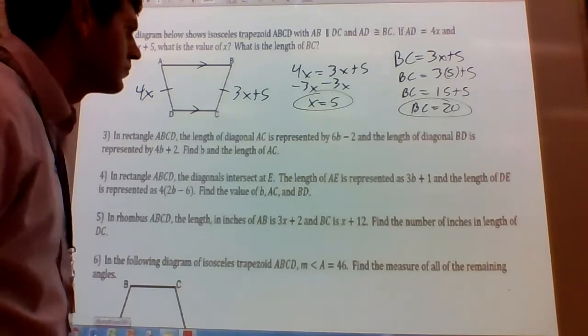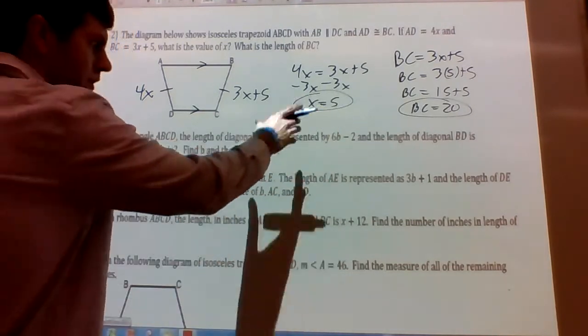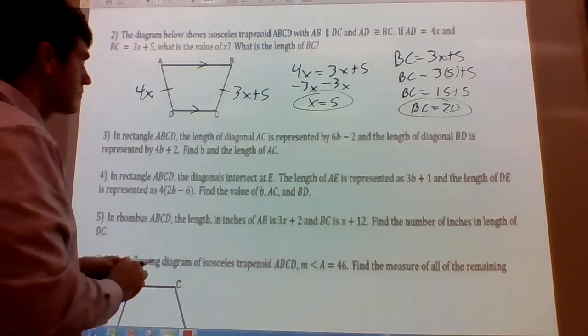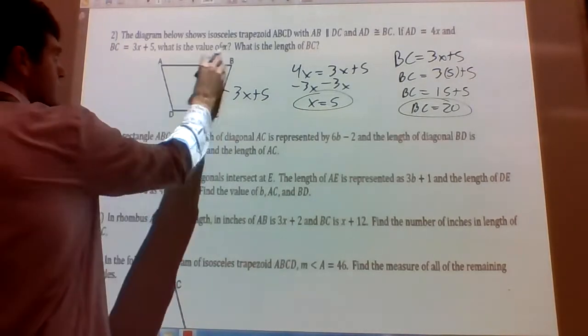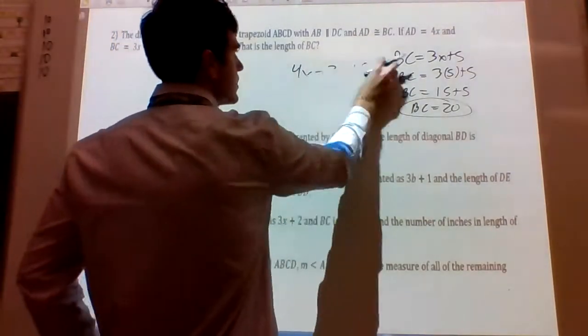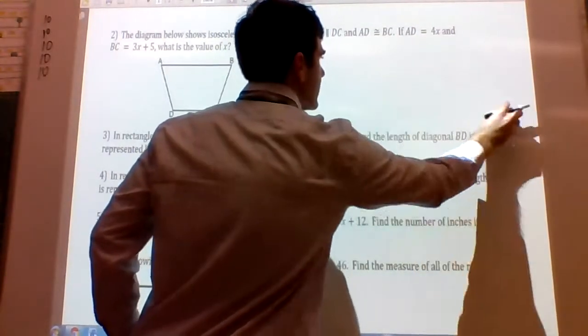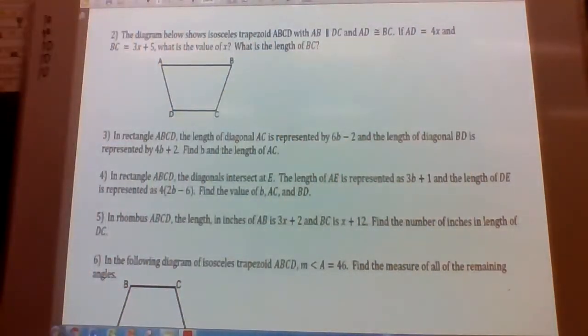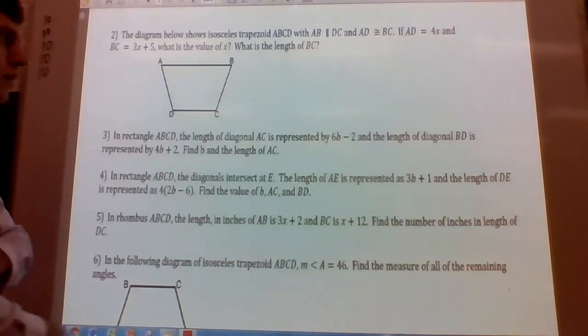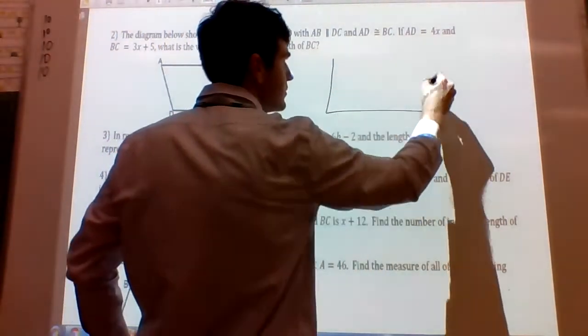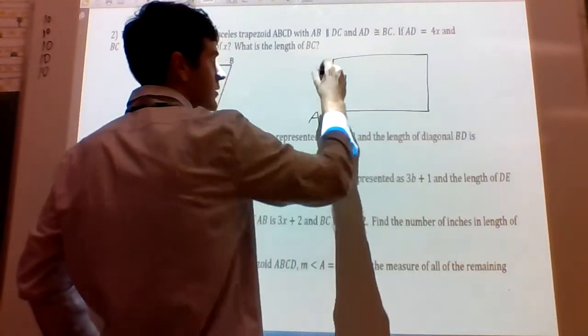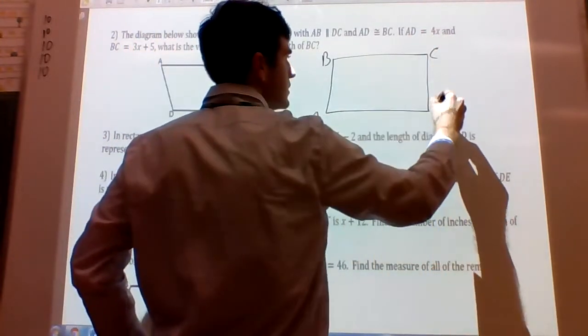I don't have the most room here, so I'm going to write these questions up in this space. So we can erase number 2. Number 3 here is asking us, in rectangle ABCD, so let's draw a rectangle ABCD.